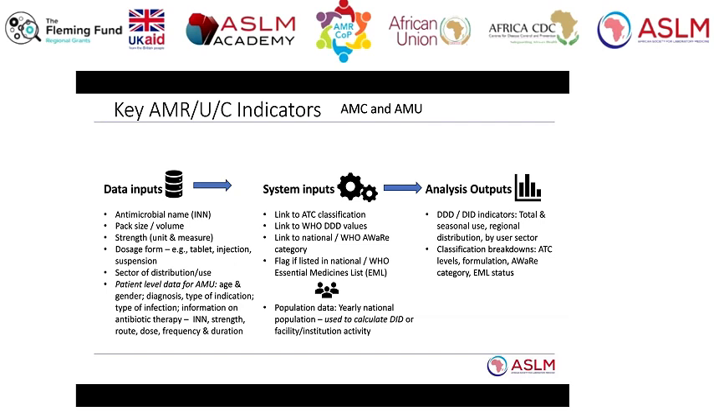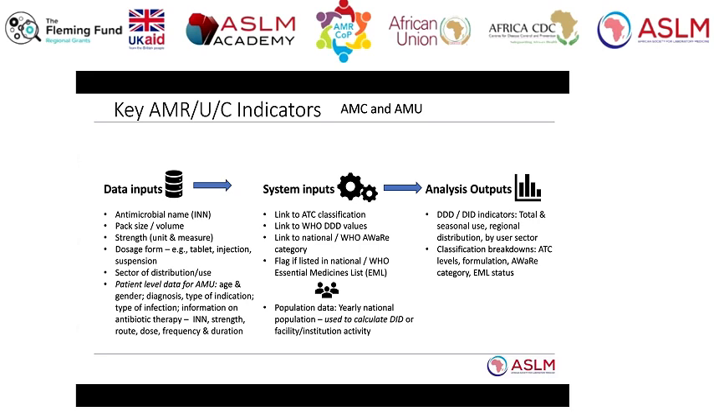So again, system inputs, we're looking at linking these antimicrobials to the anatomical therapeutic classification, the WHO DDD values, and linking it to national or WHO AWaRe categories. It's also really important to know the utilization based on essential medicine lists for the country, and those that are set out by the WHO. You also need population data so that you're able to standardize the consumption based on DIDs. So that's per population, per 100 inhabitants, or 1,000 inhabitants.